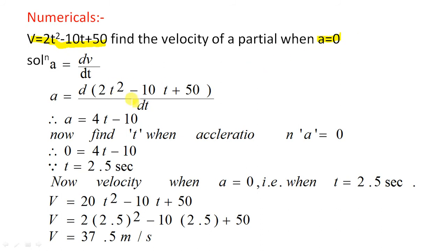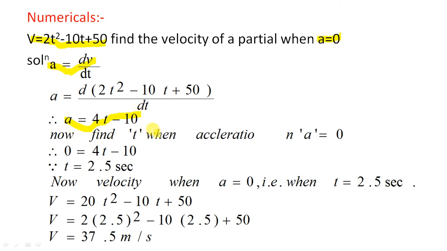Okay. So we have the equation A is equal to dv by dt. Acceleration is equal to change in velocity with respect to time. Substitute here the equation of velocity, that is 2t square minus 10t plus 50. So A is equal to d of 2t square minus 10t plus 50 upon dt. So differentiating this equation with respect to t, the derivative of t square is twice t. So 2 multiplied by 2, that is 4t, minus 10. So A is equal to 4t minus 10.